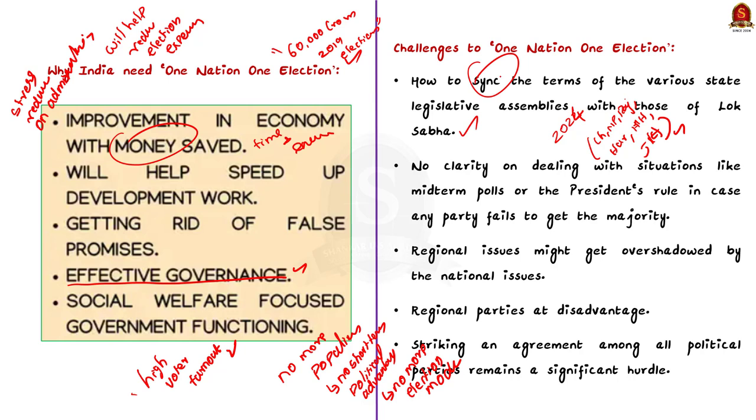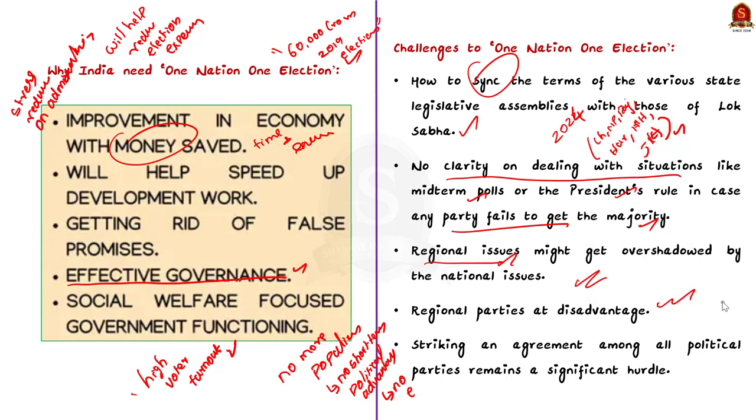Secondly, there is also no clarity on dealing with situations like midterm polls or president's rule in case any party fails to get a majority either in the state or in the center. Apart from this, regional political parties argue that having the two elections simultaneously would hamper their prospects because they won't be able to highlight the local issues prominently. Consequently, the regional issues might get overshadowed by the national issues. They also fear that they could not compete with the national parties in terms of money and election strategies.